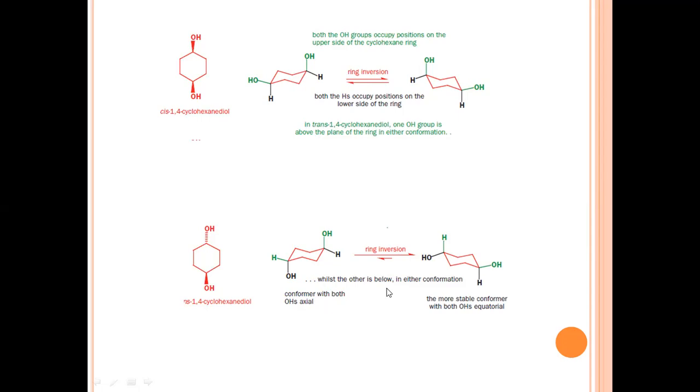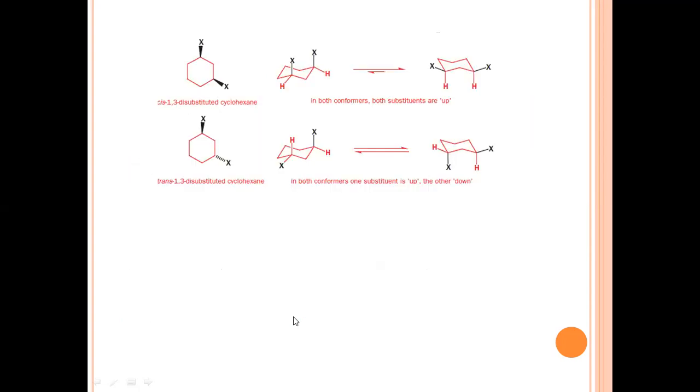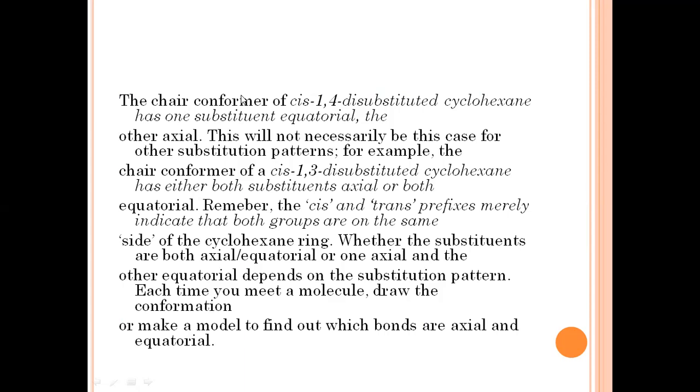But in the case of trans-1,4-cyclohexane diol, the conformer has the two hydroxyl groups on opposite sides. The ring inversion takes place, but the more stable conformer is the one with the hydroxyl groups in the trans position rather than the cis position.